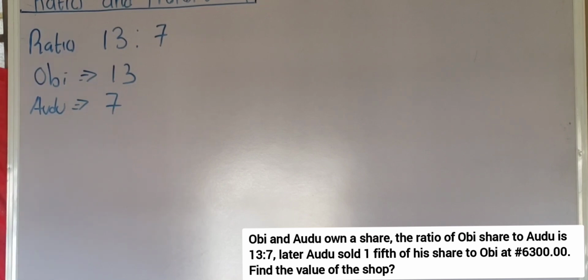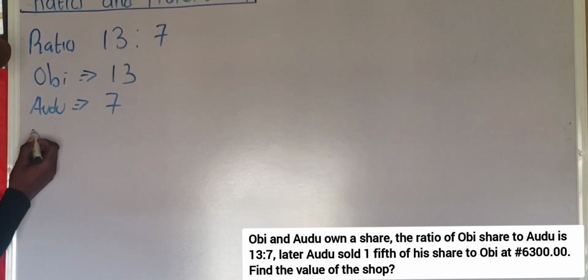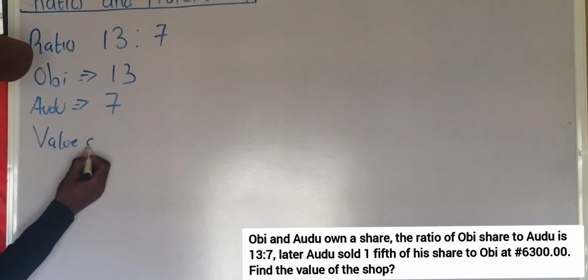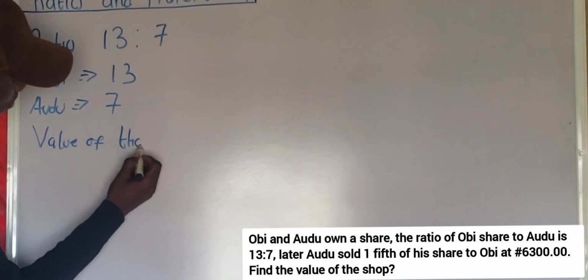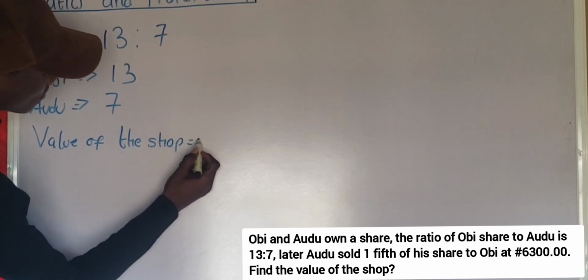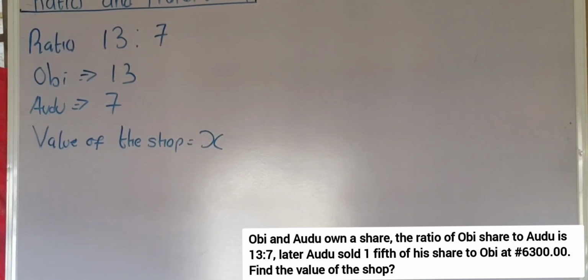Now, later, Audu sells 1/5 of his share to Obi for 6,300 naira. Now, you see, before we can determine the value of the shop, we don't know it. So we are going to represent the value of the shop as a letter. So for this, I'm going to have, let the value of the shop be equal to x. Do you understand?